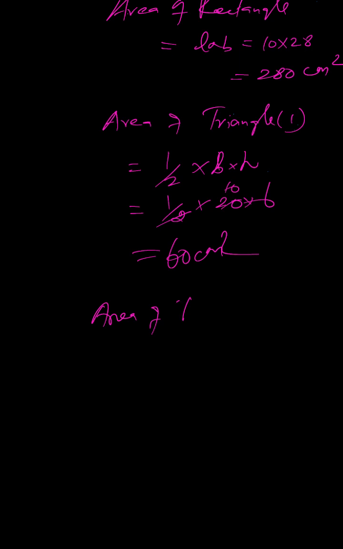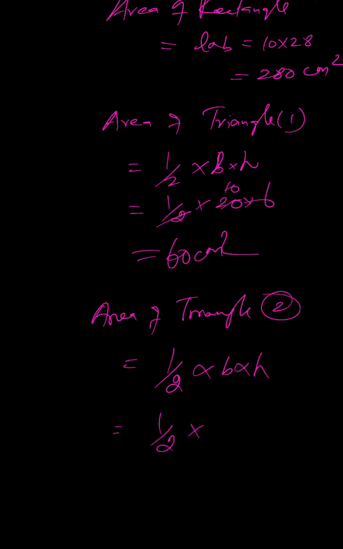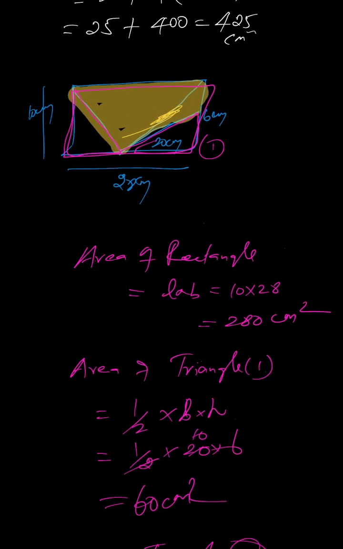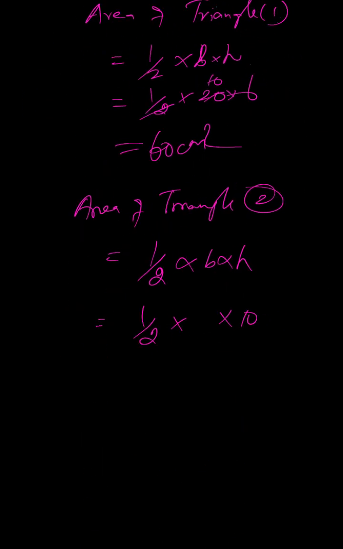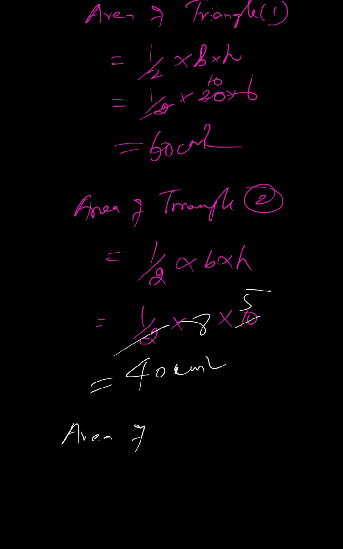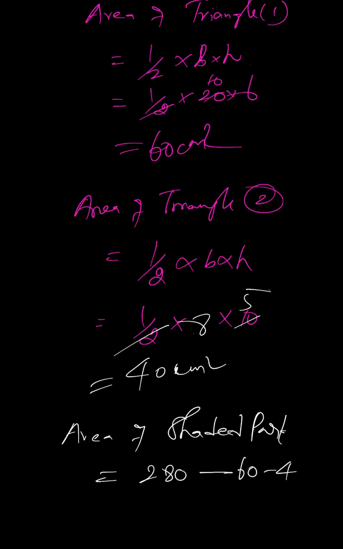Next, the area of triangle 2 is equal to half into base into height, half into height 10. So look at the base here. This is 28. The value is 28, but the distance 20 is already used, so the remaining distance is 8. So I'm going to apply, it becomes 8. So 1 2s are 2, 5 2s are 10, 5 8s are 40 centimeter square. So area of shaded part is equal to overall 280 minus 60 minus 40. So it becomes 180. So 180 centimeter squared is the final answer.